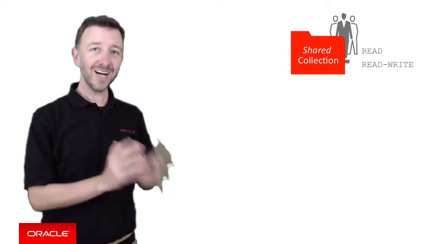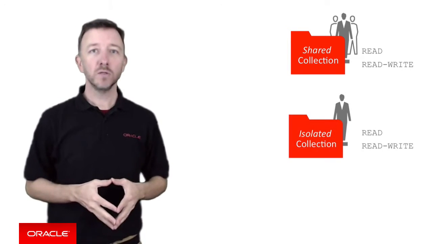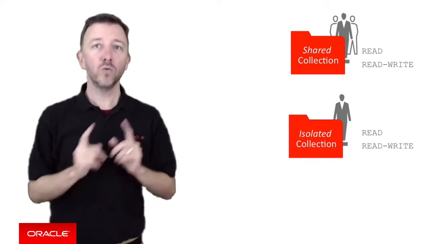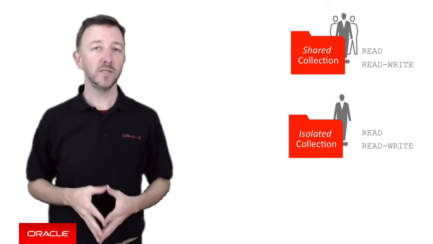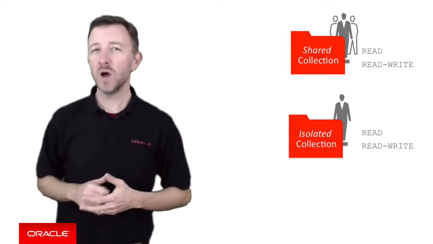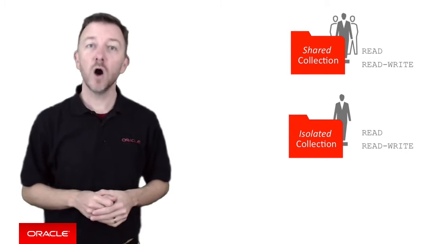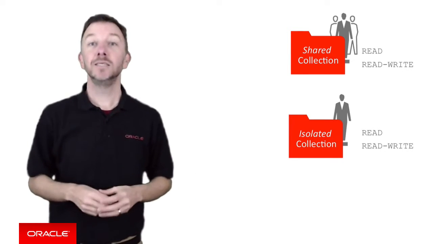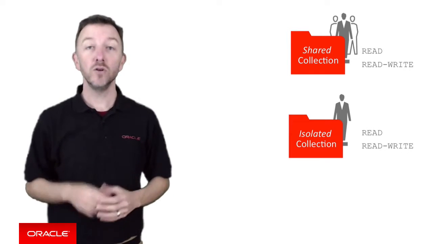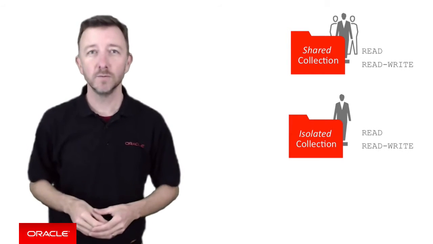Now, for isolated collections, mobile users' roles must also be granted the read or read-write privileges to access their own instance of a collection. In other words, mobile users do not have implicit privileges on their own isolated collection instance, even though they implicitly own it. You need to grant one of those privileges.